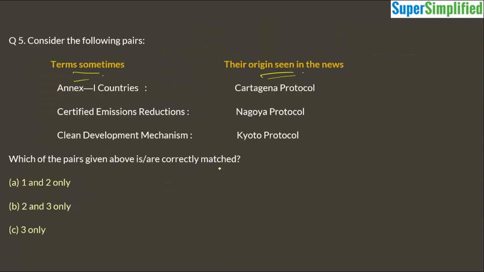Now coming back to the question, now you have a basic idea of all the three protocols. Now try to answer this.